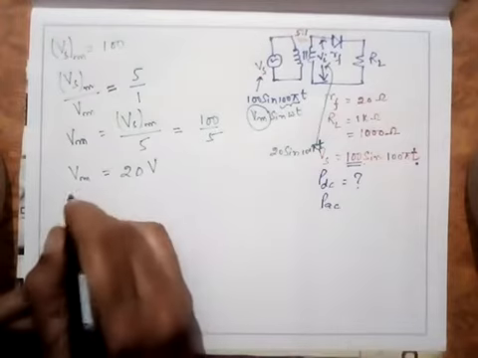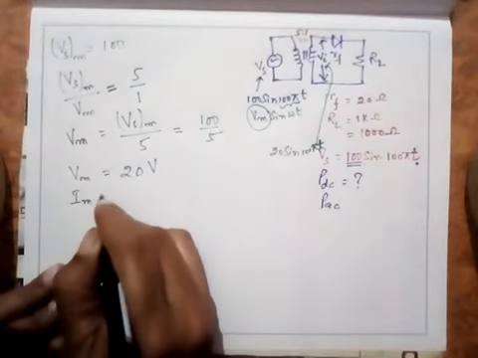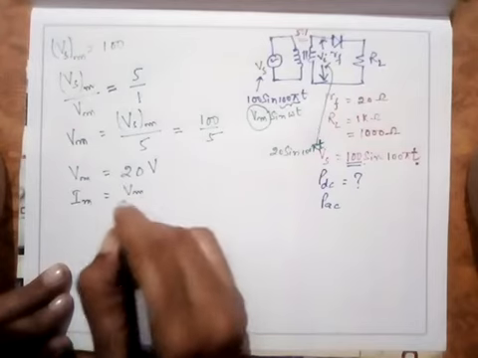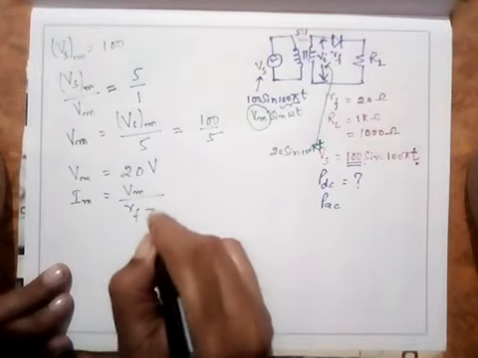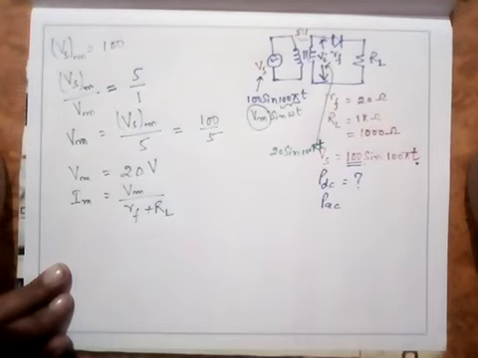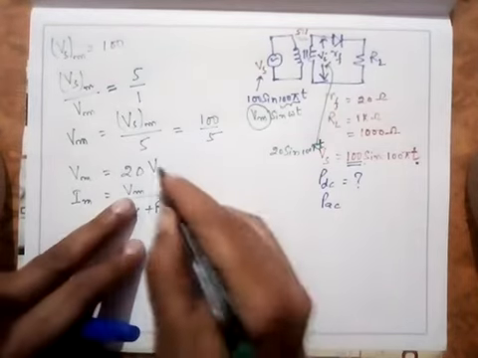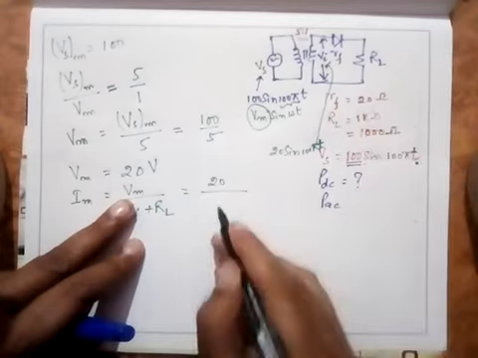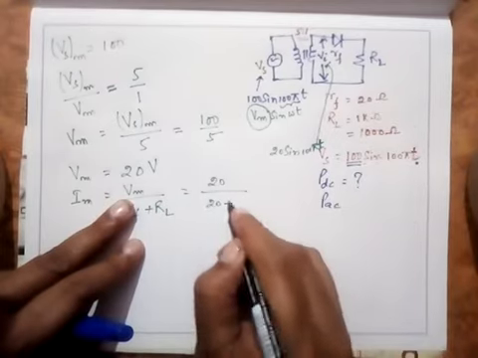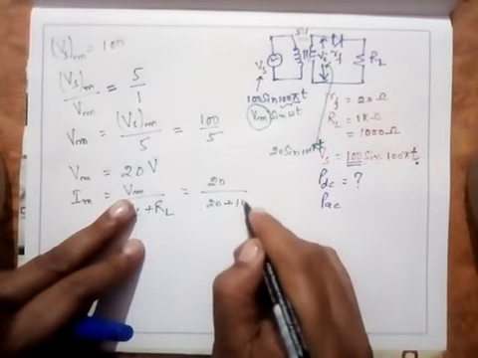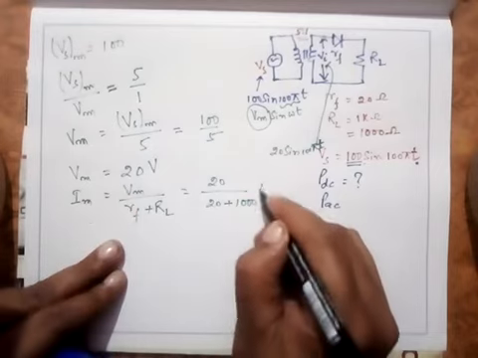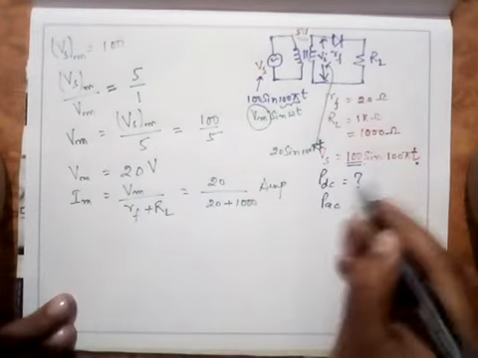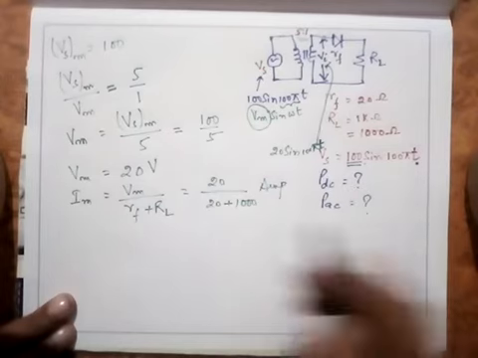Now simply I can find the value of Im. Once I obtain this Vm, the value of Im is Vm upon Rf plus RL. So it will be equal to Vm, which we have found is 20, upon Rf, which is 20, plus 1000. This much ampere is Im. Now I am interested in P_DC and P_AC.